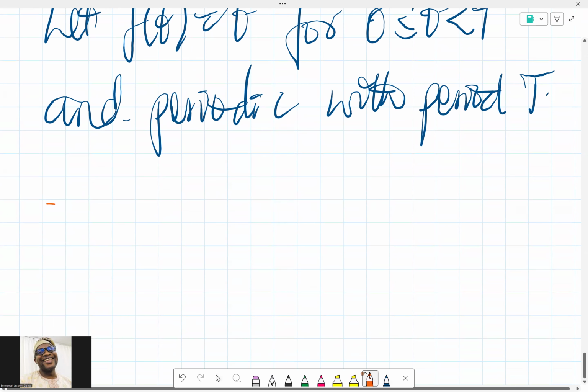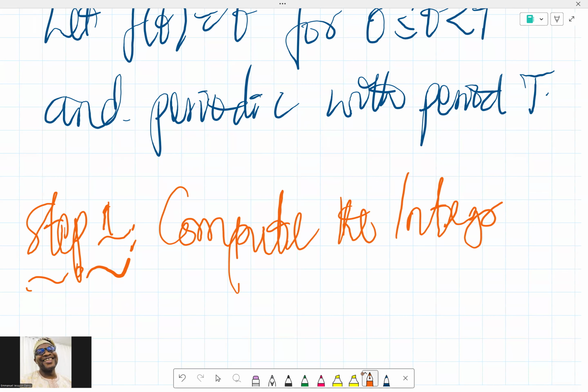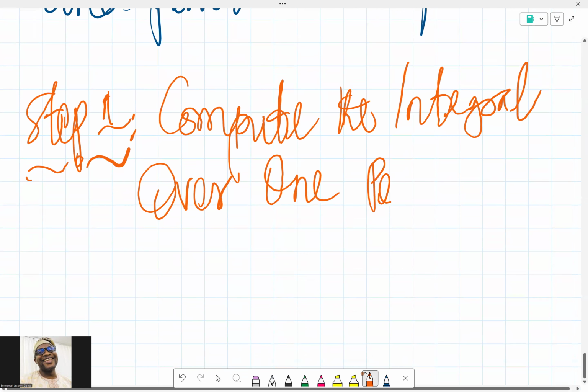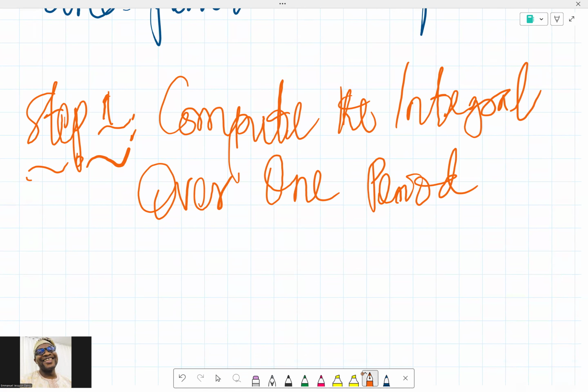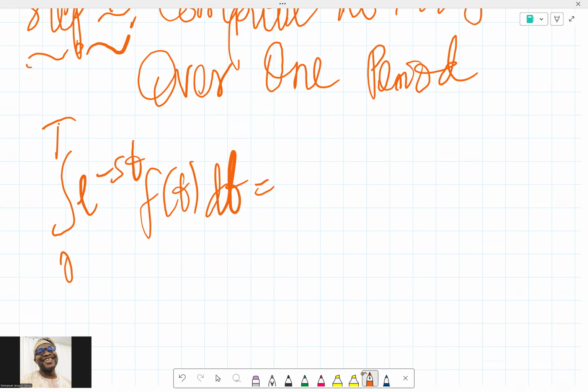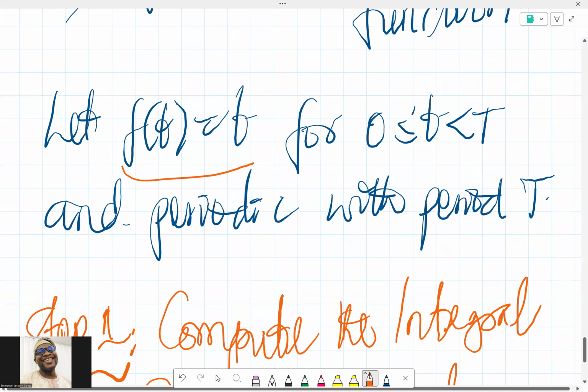So then we go to step 1. Step 1, we compute the integral over one period. So that means the integral from 0 to T of e raised to the power minus st f of t dt is the same thing as the integral from 0 to T of e raised to the power minus st. F of t now is t dt, because that is what we have from here.